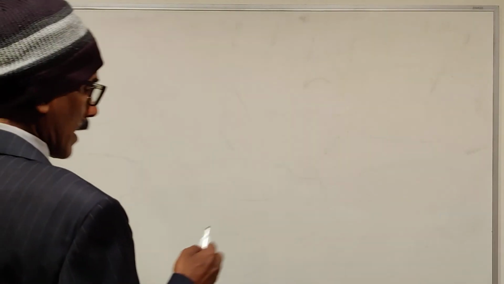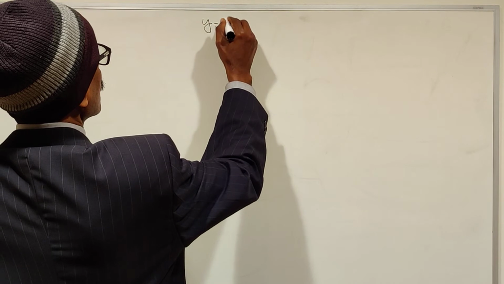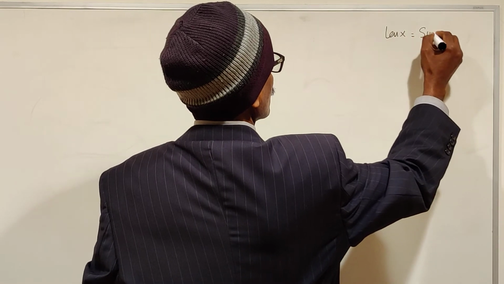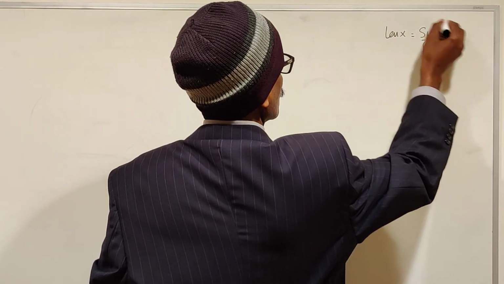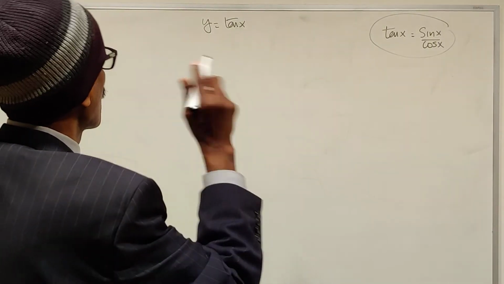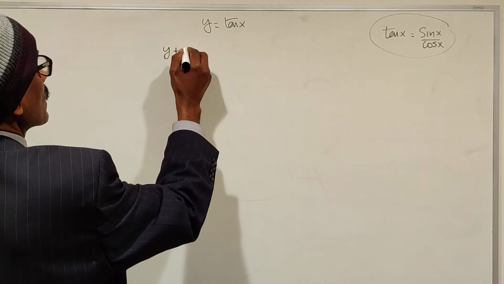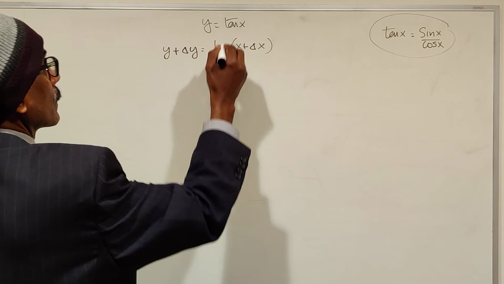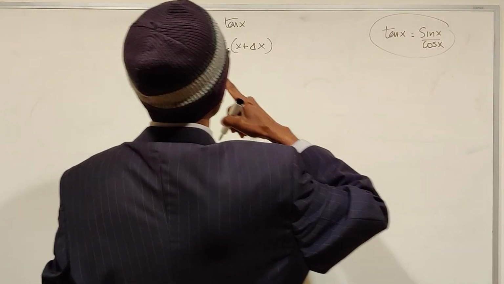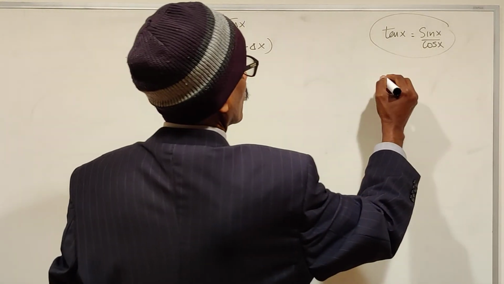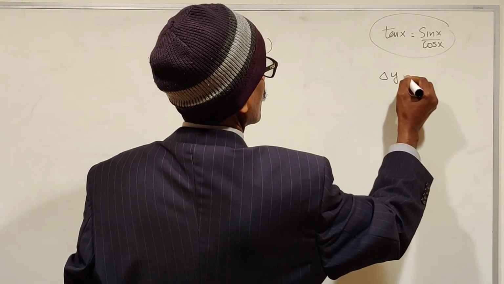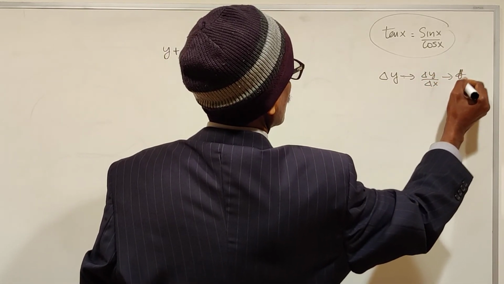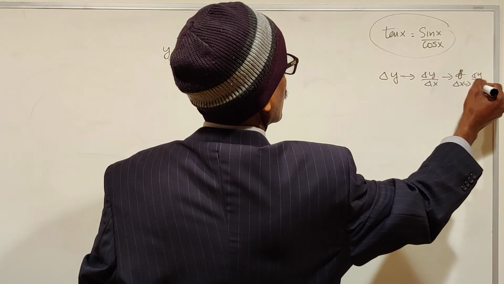So next one, the last one, y is equal to tan x. Okay guys, you know tan x is sin x by cos x, right? So you need to apply that here also. First, y plus delta y equals tan of (x plus delta x). Find delta y first, then delta y by delta x second, then apply the limit: limit delta x tends to 0 of delta y by delta x.